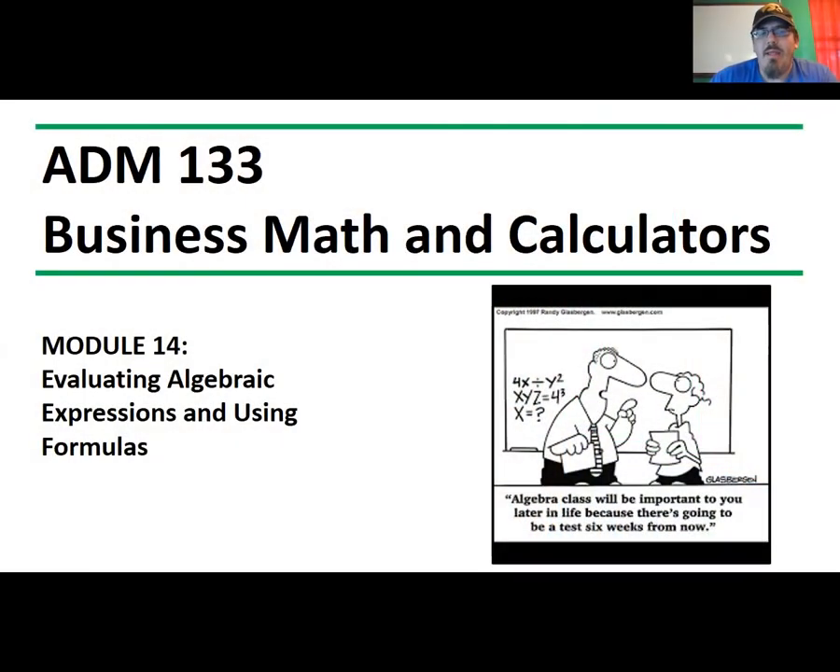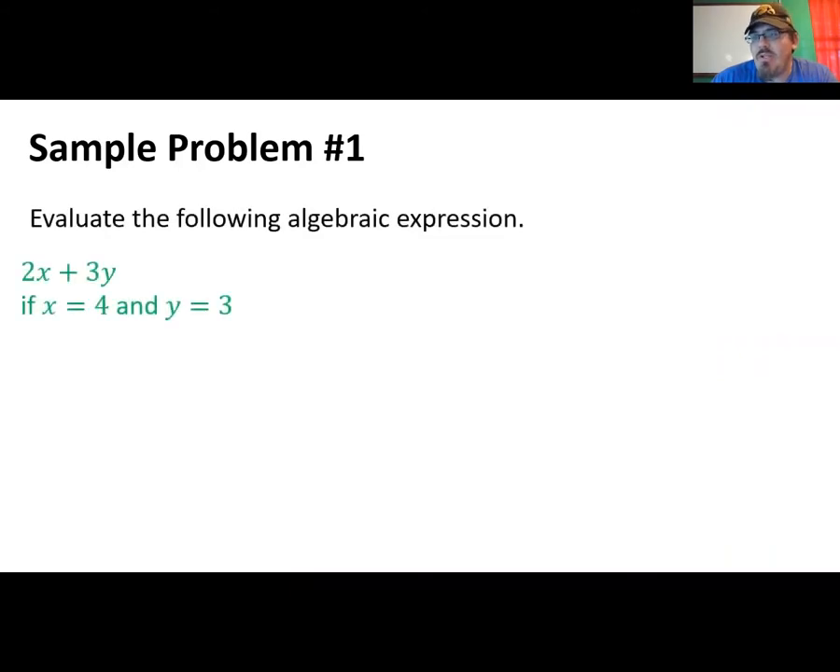All right, so evaluating algebraic expressions and using formulas. In our first sample problem, we're going to evaluate an expression. An expression in math is basically a combination of variables, numbers, and operations. So in this problem, our expression is 2x plus 3y. It's algebraic in the sense that it doesn't really have a context to it, but it gives us an opportunity to practice the process of evaluating and coming up with a numerical solution. What we're going to do is evaluate this expression if x is equal to 4 and if y is equal to 3.